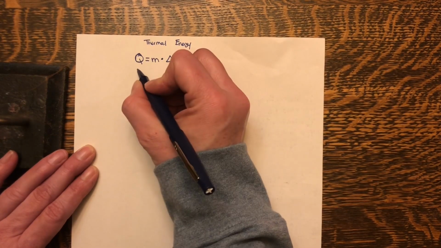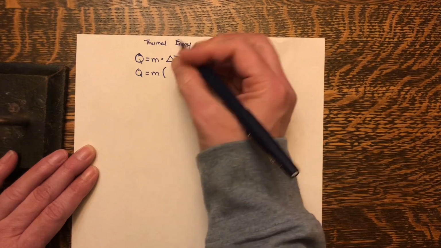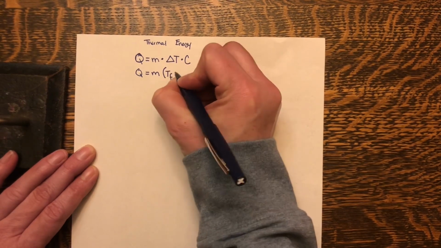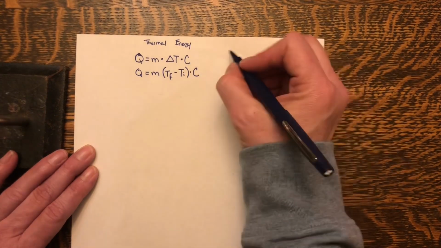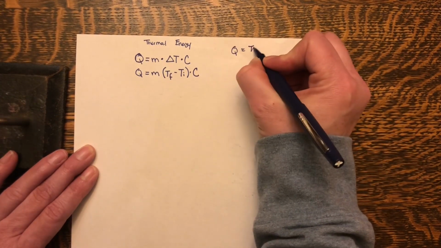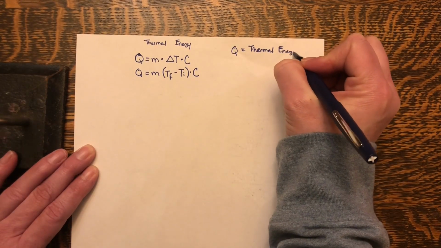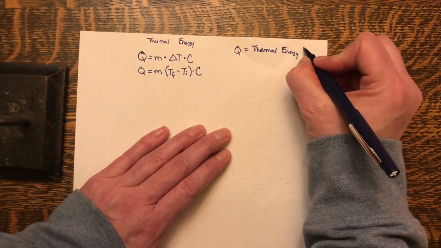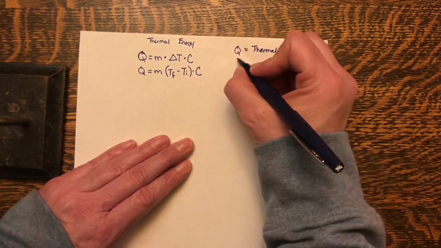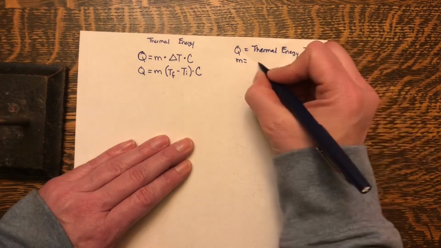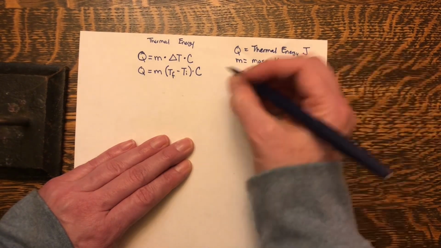I'm going to write this out a little bit longhand. So my thermal energy is going to equal my mass times my temperature final minus my initial temperature times my specific heat. So in this equation, Q equals thermal energy, and we're going to measure that with our units being joules. My mass, so the M is my mass. We measure mass using kilograms, that's my units.